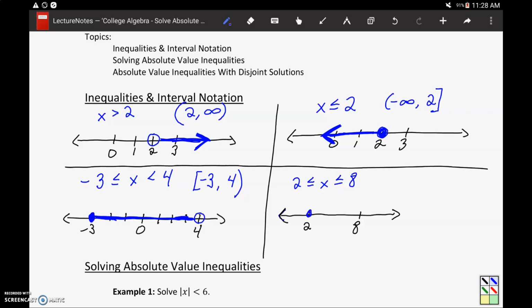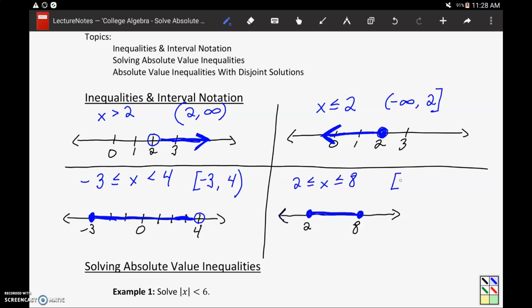We know that x has to be bounded between 2 and 8, and since we have that or equal to statement, we want those filled in circles. And then we'll just shade or highlight somehow that region in between to indicate all those values between 2 and 8 are a part of our solution.